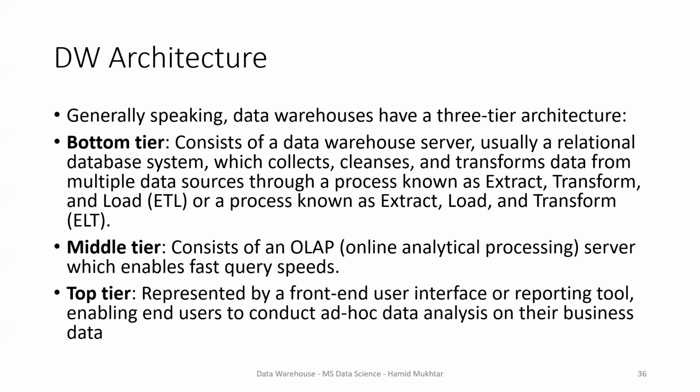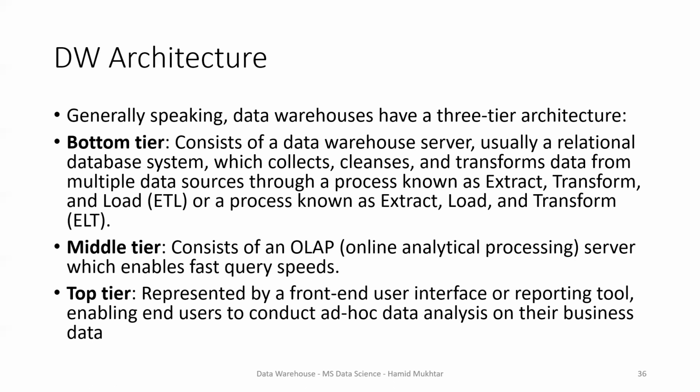Then we have two types of processes. One is known as ETL, and the other one is known as ELT. The difference between them is whether we do the transform first and then load, or we do the load first and then transform. It depends on different situations. But extract, load, and transform are three different steps in the cleaning or transformation process. So one tier is the main one; it does all the main work of data conversion and data storage.